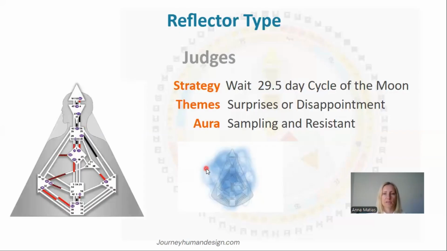Because of their sampling and resistant aura, they're deeply connected to the environment around them. Unlike projectors who are focused on one person at a time, reflectors are deeply connected to the whole environment, community. And having an open G center, it's very important for them to be in the right place. In the right place, they meet the right people, and they can find their surprise in life by discovering what is different. If they're in the wrong place with the wrong people, they will always be disappointed.